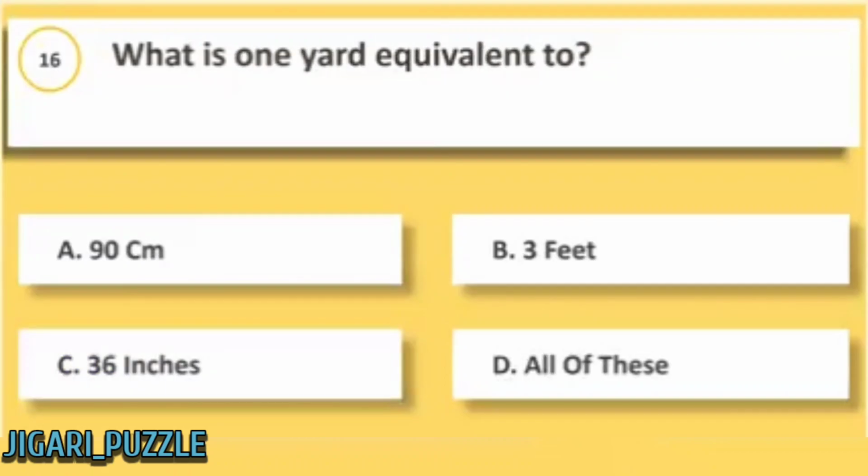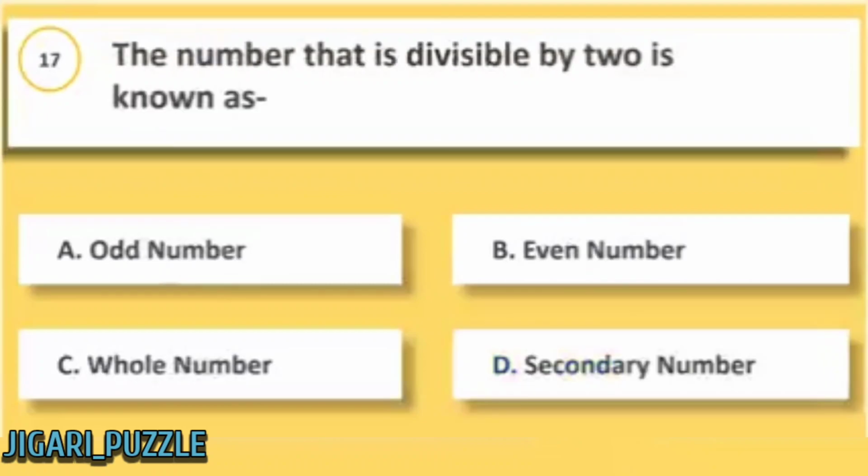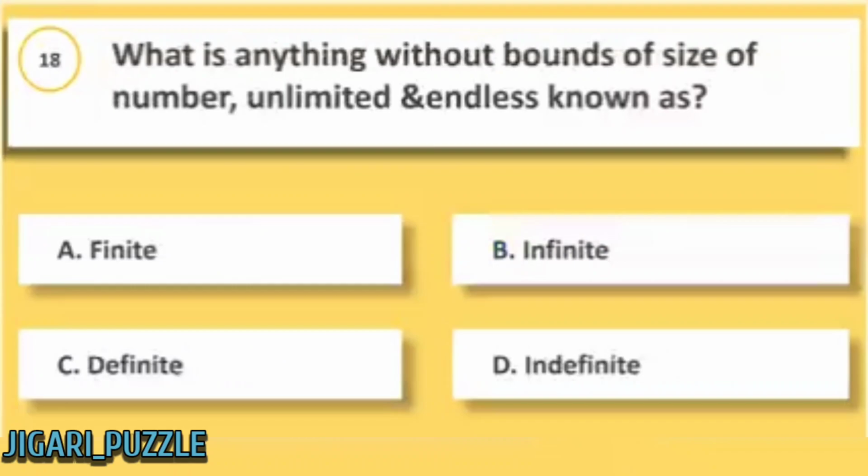What is 1 yard equivalent to? All of these. The number that is divisible by 2 is known as an even number. What is anything without bounds of size or number, unlimited and endless, known as? Infinite.